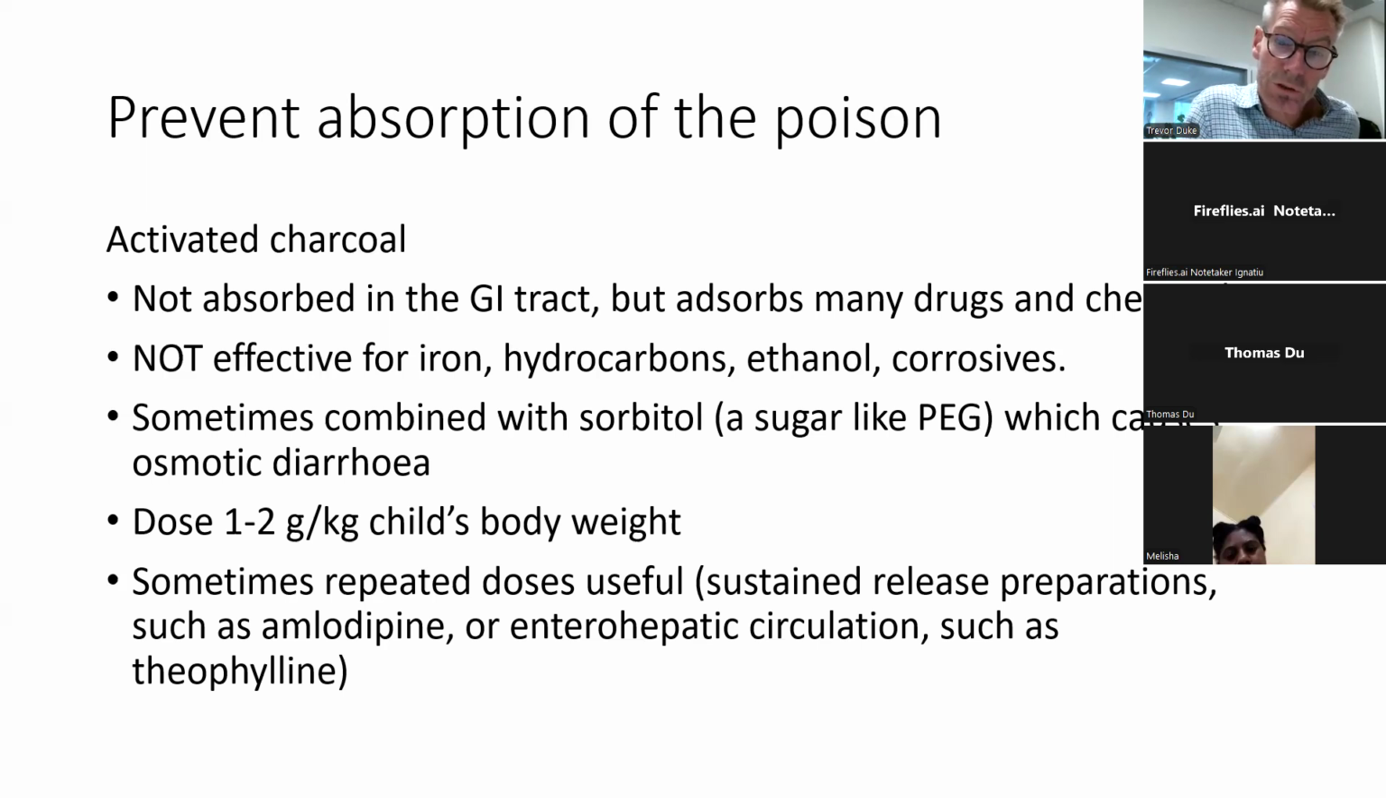Sometimes for certain poisons, it's useful to give more than one dose. I've given it for children who've had theophylline overdoses because theophylline has an enterohepatic circulation. That is, the drug goes into the bowel and then is absorbed and passes through the liver and then comes back through the bile and then down into the bowel again and then is absorbed again. So it can circulate around.